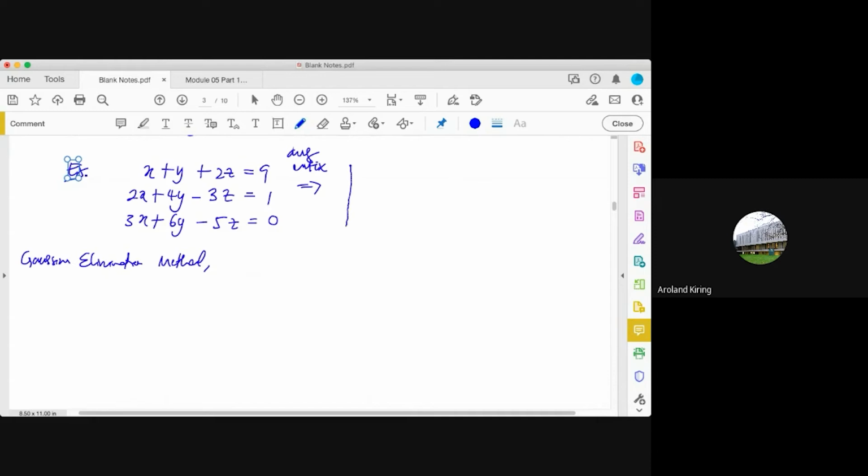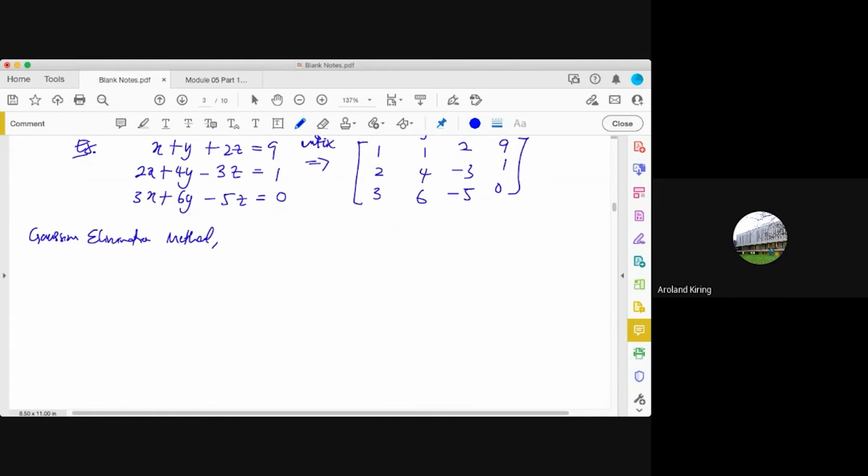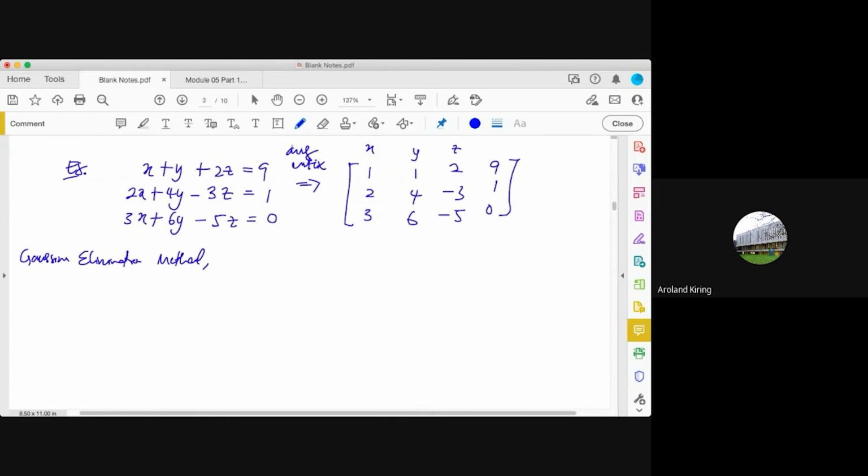So in the augmented matrix, your x column is 1, 2, and 3. Your y column is 1, 4, and 6. And your z column is 2, -3, and -5. Don't forget your b, which is your result: 9, 1, 0. This is the augmented matrix. If we're going to solve this and find our x, y, and z, we use the Gaussian elimination method.